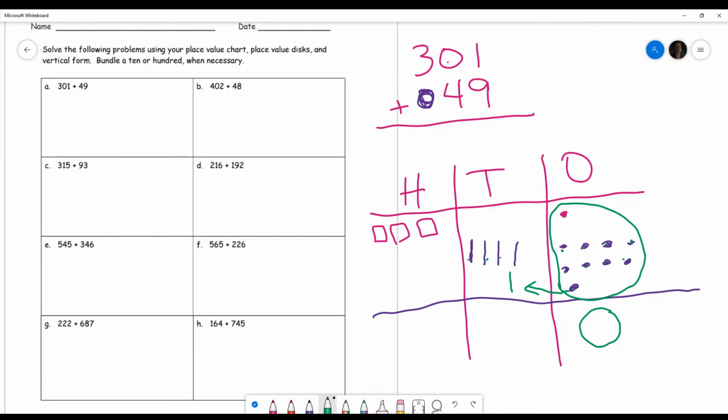Do we have enough tens to make a bundle of 100? No, we do not, because there's only 5 tens, and you need 10 tens to make a bundle of 100. So let's put our 5 tens there. Now let's count our hundreds. 1, 2, 3. I have 3 hundreds. So our answer is 350.